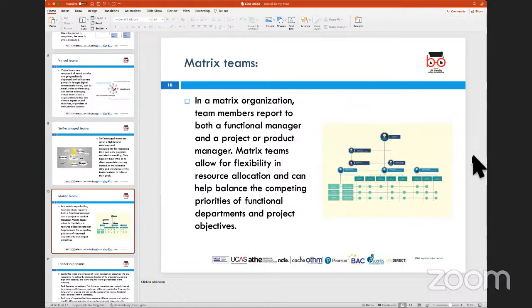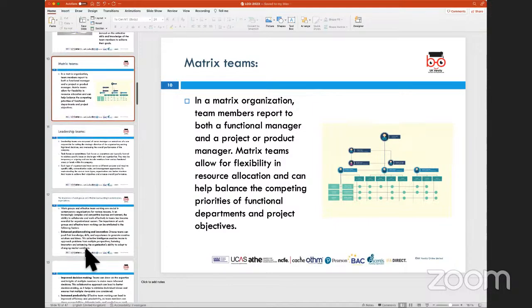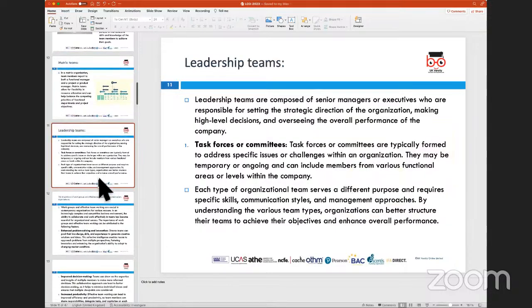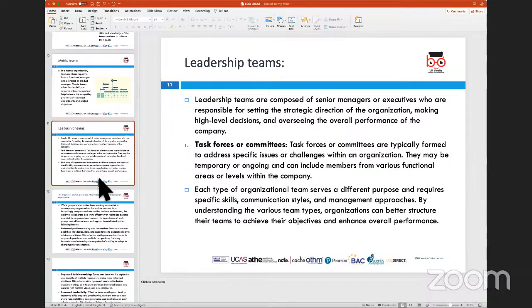So in those cases, you would generally see this structure being prevalent in large organizations which are based out of different countries, different geographies, and have lots of products and services. Now, there could be other teams as well, leadership teams, task force committees, as we call them, and they are generally made up of senior members.